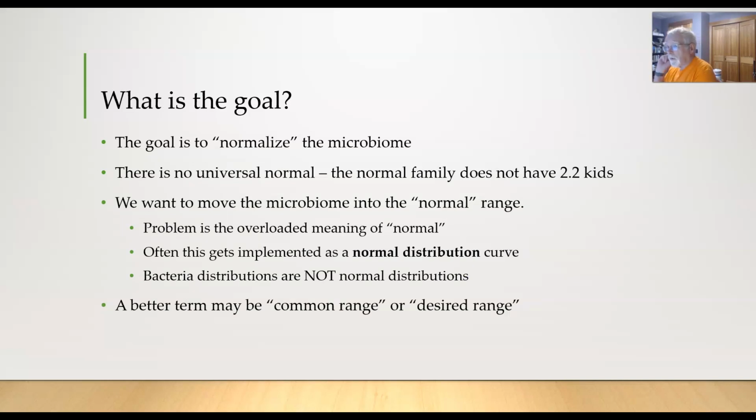So what is the goal? The goal is to normalize the microbiome, and this is based on the belief that if we normalize the microbiome, generally the symptoms would be less severe, and in some cases, symptoms may totally disappear. There is no universal normal. The normal family doesn't have 2.2 kids.